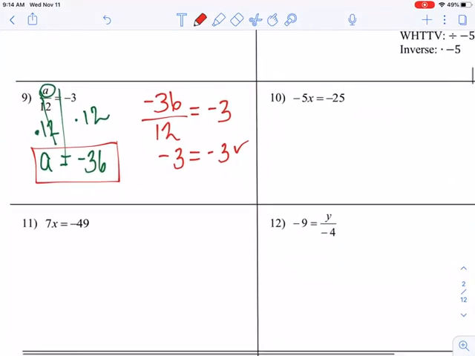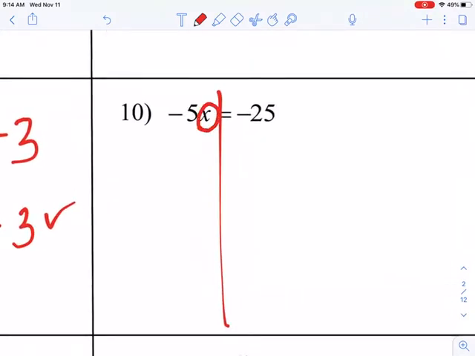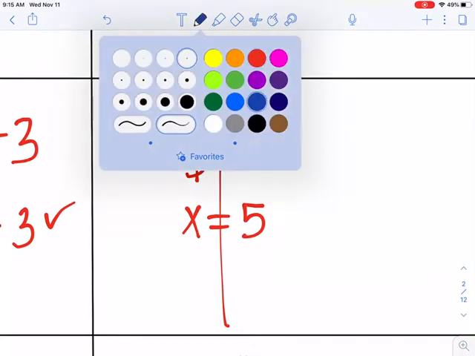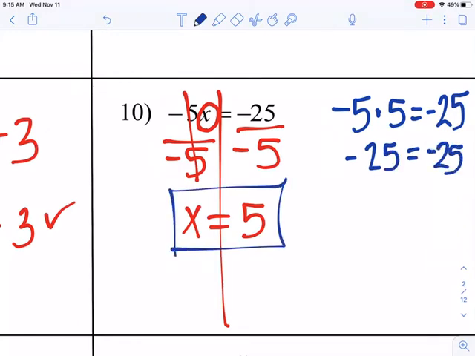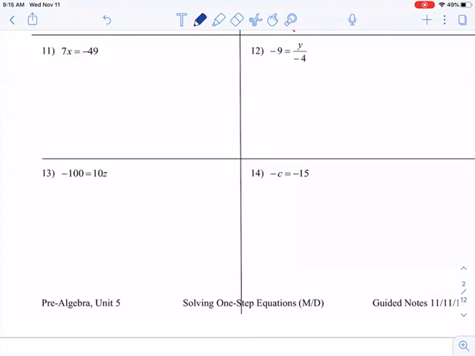Okay, if you look at number 10, you have 5 times x equals -25. So what's happening to the variable? Well, you're multiplying by 5, which means you would want to divide by 5 on both sides. This is 1. 1x is just x, and you get -5. So when you check, does 5 times -5 give you -25? And -25 does equal -25, so -5 is a good answer. Okay, you can try 11, 12, and 13 on your own.